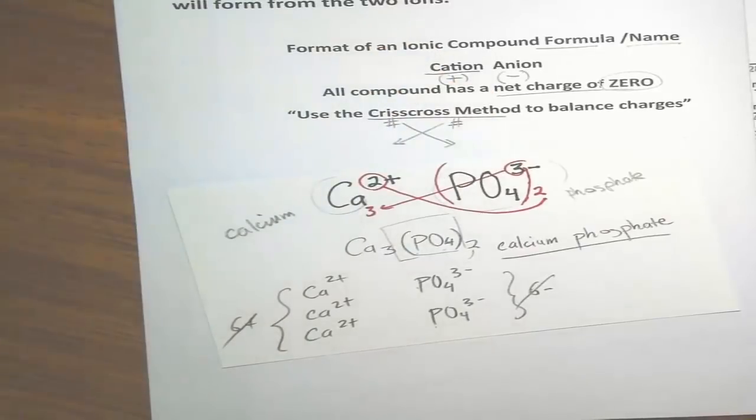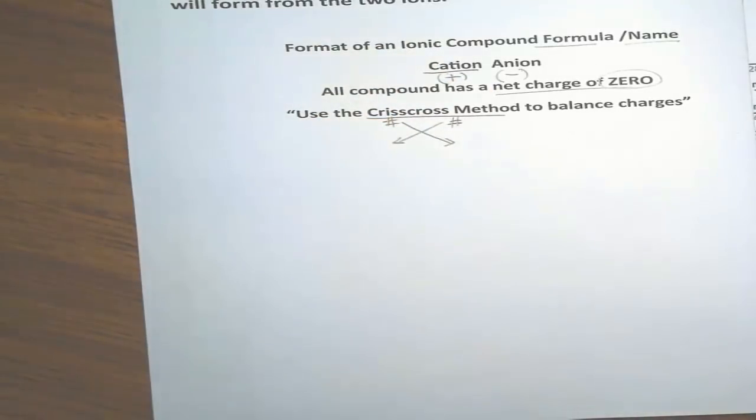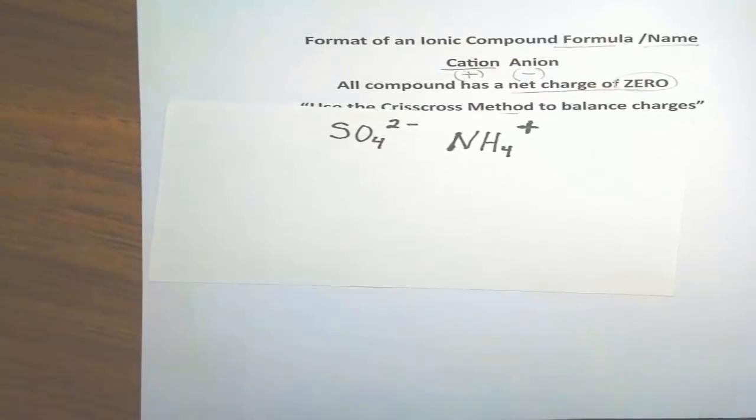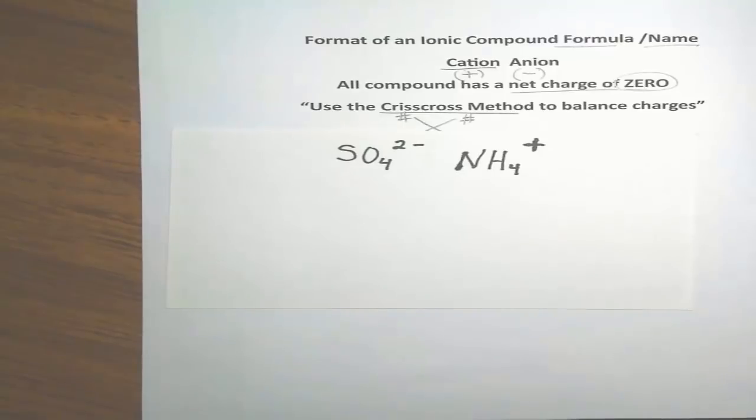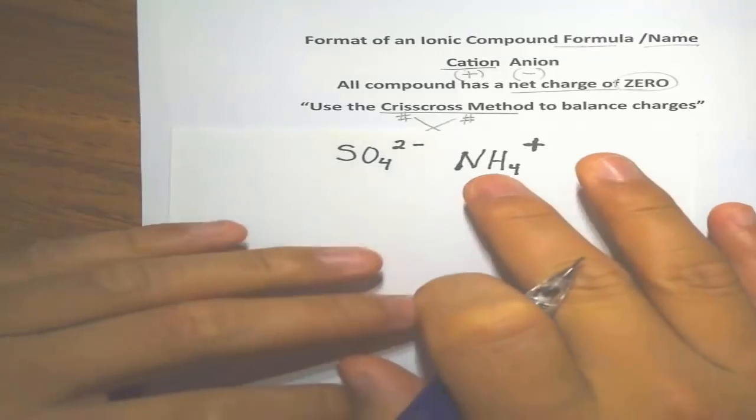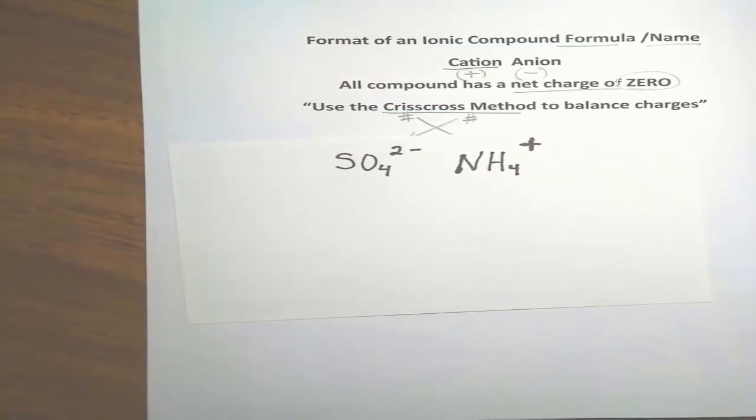And that's all we have to do. Let's try another example problem with polyatomic ions. How about this one? We have sulfate, SO4 2-, and ammonium, NH4+. So they are both polyatomic ions.